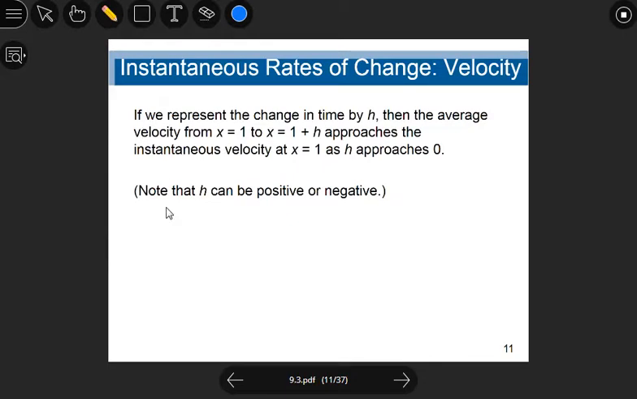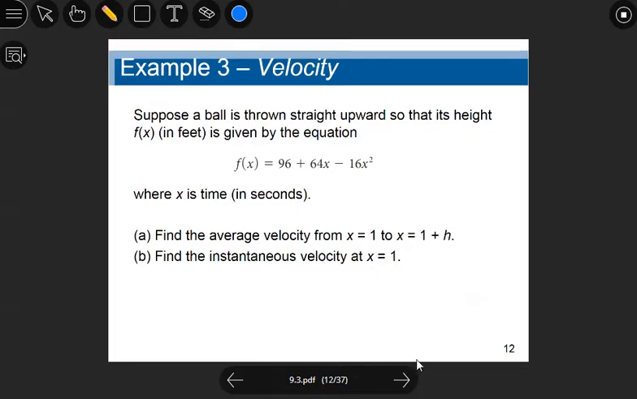so especially here we concern our 2 points, as in this moment x is equal to 1 and x is equal to 1 plus h. So this is our A and this is our B. If we represent the change in the time by h, then the average velocity from x is equal to 1 to x is equal to 1 plus h approaches the instantaneous velocity at x is equal to 1 as h approaches 0. I think there is no need to worry about this one so much. Let's look at some examples, then you can understand this phenomenon.